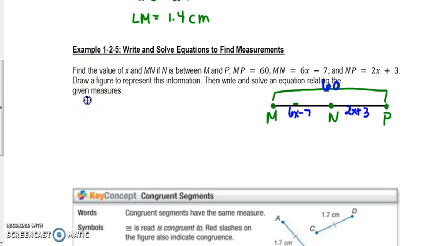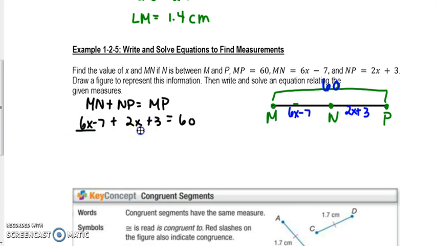And here it is in kind of word form. MN plus NP equals MP. MN plus NP equals the total. So 6x minus 7 plus 2x plus 3 is equal to 60. Now we can combine our like terms here, and negative 7 and 3, and then add 4. 8x is equal to 64, which means x equals 8.